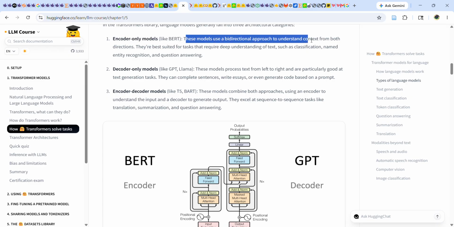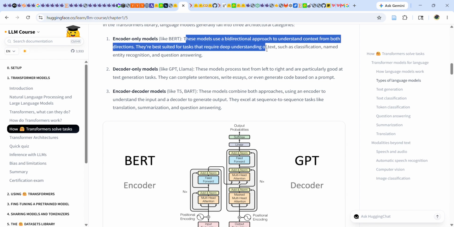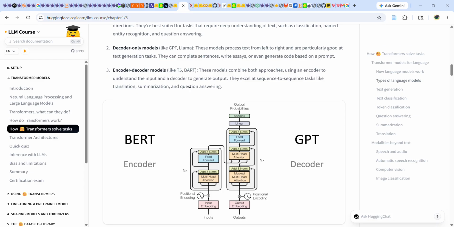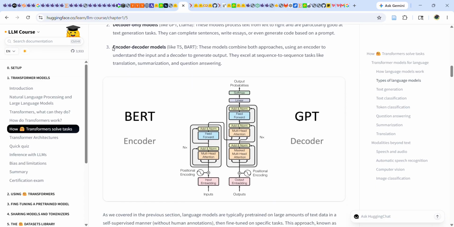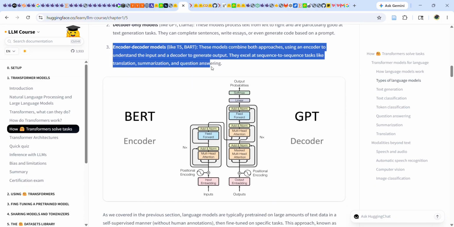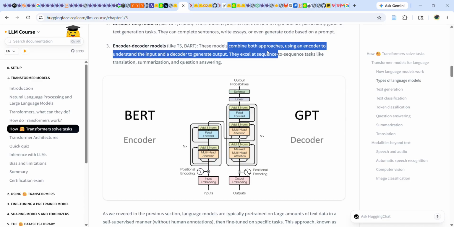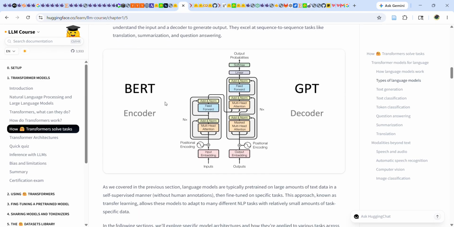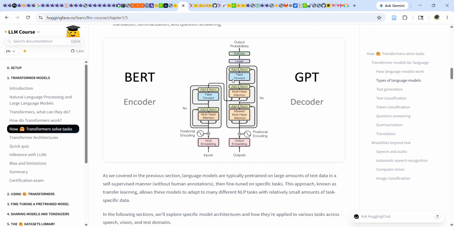Encoder only models use a bidirectional approach to understand context from both directions. They are suited for tasks that require deep understanding of the text. Decoder only models are like GPT and Llama, which process text from left to right, and they're good at text generation tasks like writing or generating code. Then encoder-decoder models combine both, using an encoder to understand and then a decoder to generate. They excel at sequence to sequence tasks like translation, summarization, and question answering.